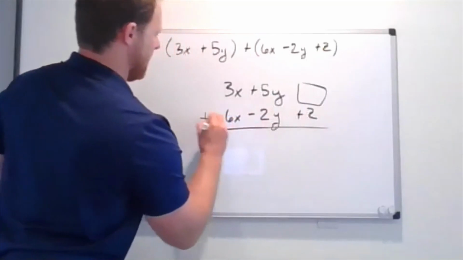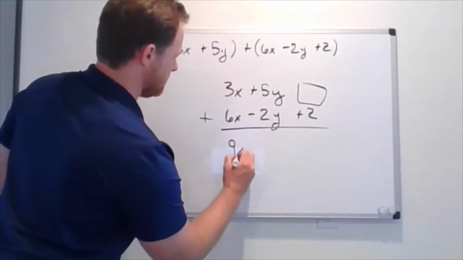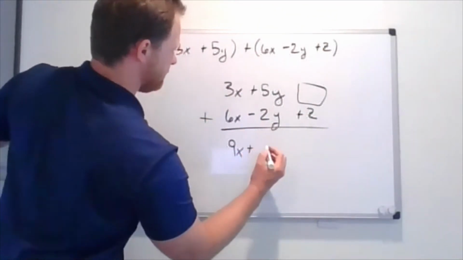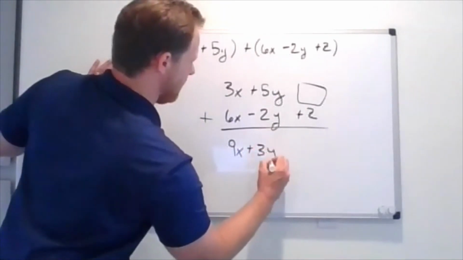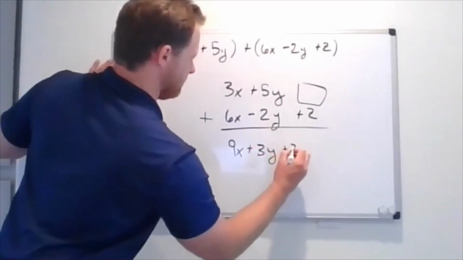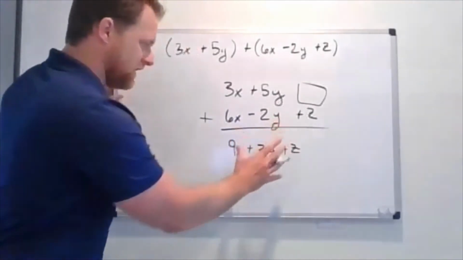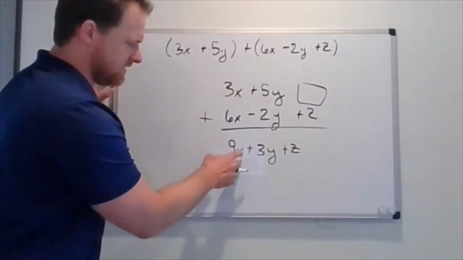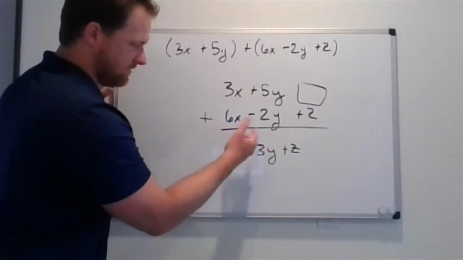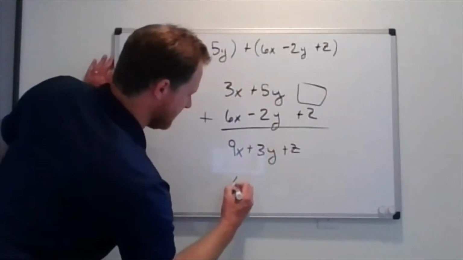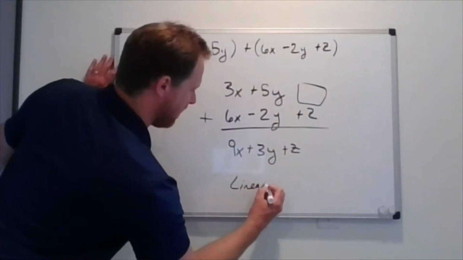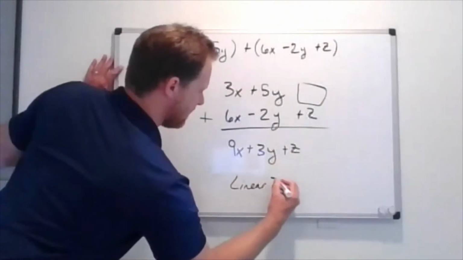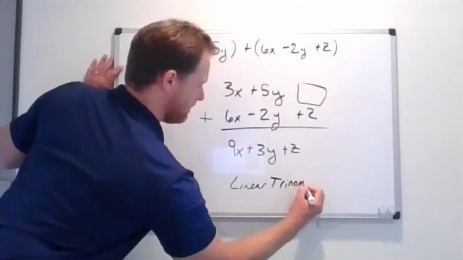All right, so we're going to add them straight down. So we have 9x plus 3y plus z. All right, so looking at, like we always have, the highest degree, it happens to be x to the 1. So it is a linear problem, and it's a linear trinomial because it has 3 terms.